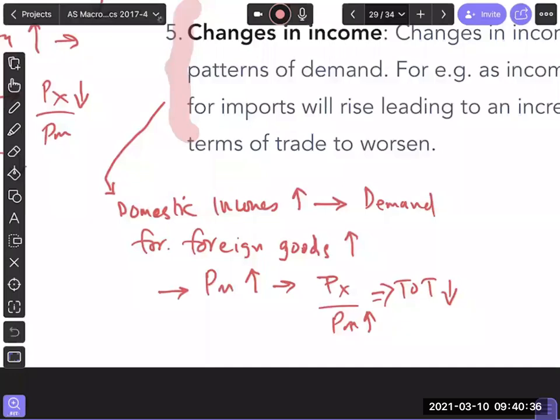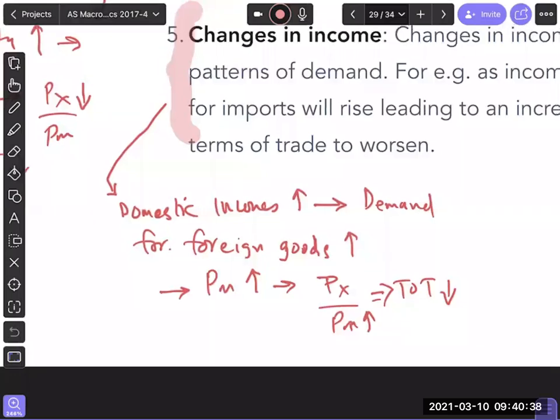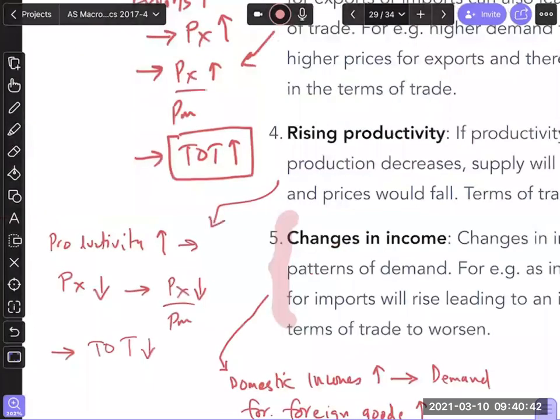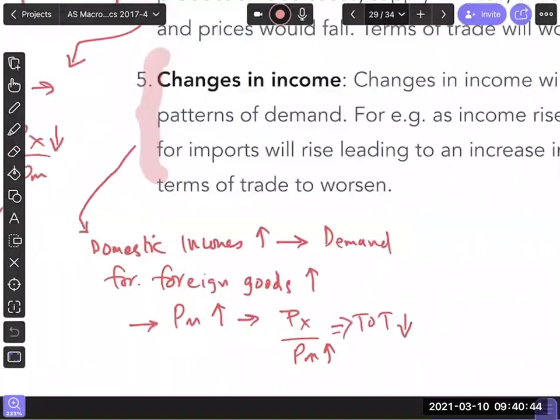So this is the story for terms of trade. Now, what I want to talk about next is that if domestic incomes are going up, demand for foreign goods will go up. And when the demand for foreign goods goes up, imports will become expensive, causing PX over PM, the denominator, to become bigger, and therefore terms of trade to go down.